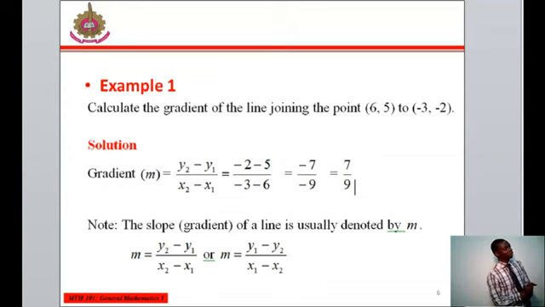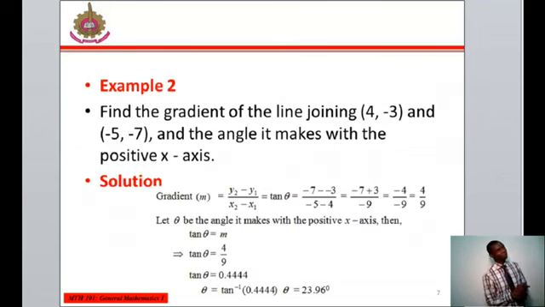It means that the gradient of this line, through the points 6,5 and minus 3,minus 2, is 7 over 9. And as I said earlier on, you can go ahead and obtain your tan theta from the equation.